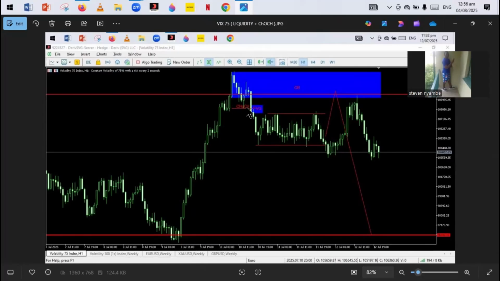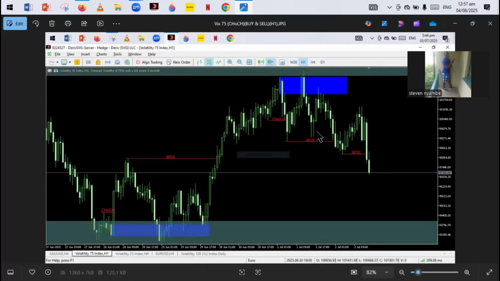Look at what happened when price changes character. Do not enter at the instance of price breaking that higher low. Wait for price to go and mitigate that order block. Look at that sniper entry that emanated from there when price mitigated my order block. So from there, it started shooting down. This was before, and then after.